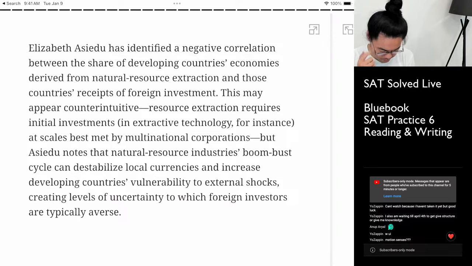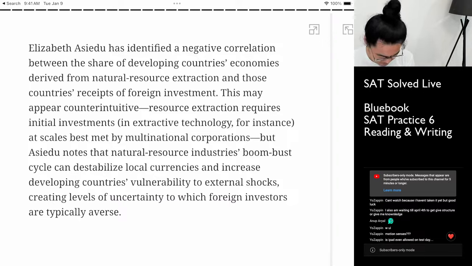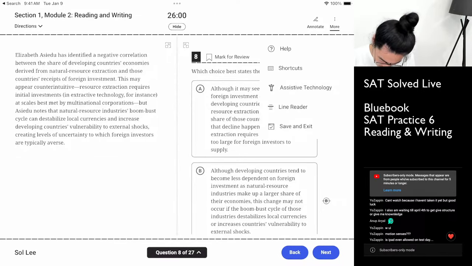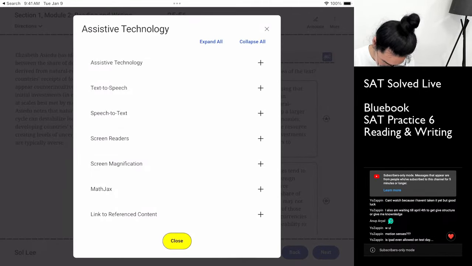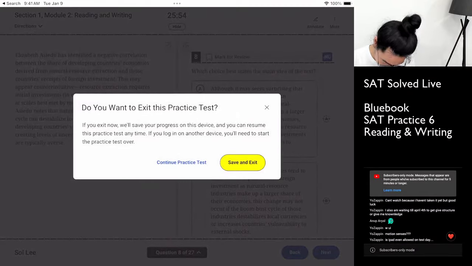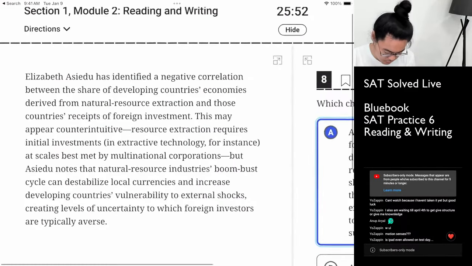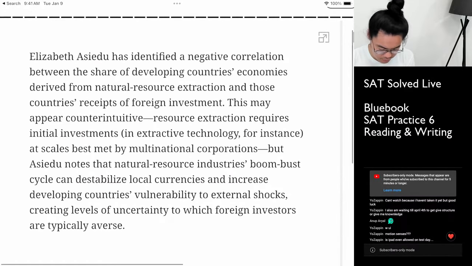All right, let me focus. Sorry, I'm distracted. Let me see. I'm gonna go and see if I can delete this. No. Let's just move on. Okay, I'm being overly sensitive.